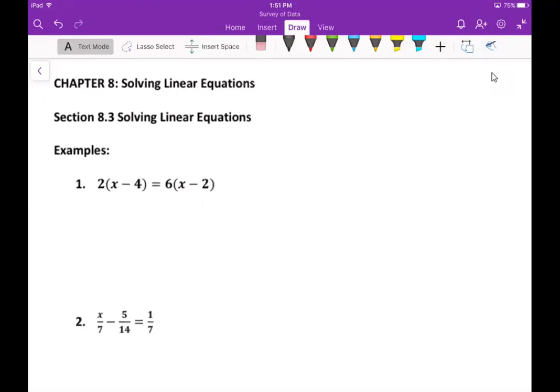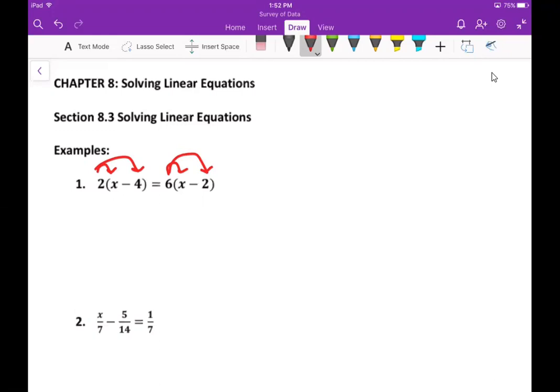So that's what you're in for, and we're going to start here with this first example where we're taking 2 times x minus 4, and that's equal to 6 times x minus 2. So we want to solve for our unknown variable, which is x. The first thing you're always going to have to do in solving linear equations is if you have parentheses, make sure you get rid of them first. So we're going to distribute on both sides of the equation to simplify the sides individually, okay?